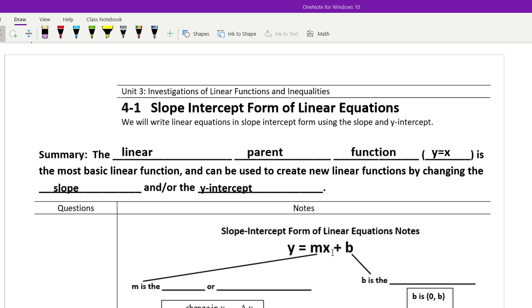The parent function to that, y equals x, is whenever our variables m and b, our slope and y-intercept, are neutral. In this case, slope would be neutral with 1, and our b, our y-intercept, would have to be a 0.